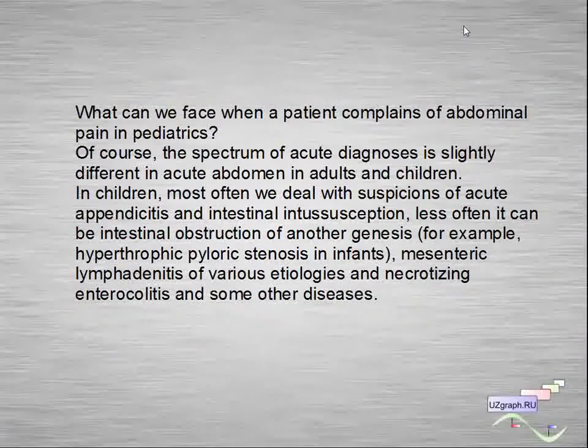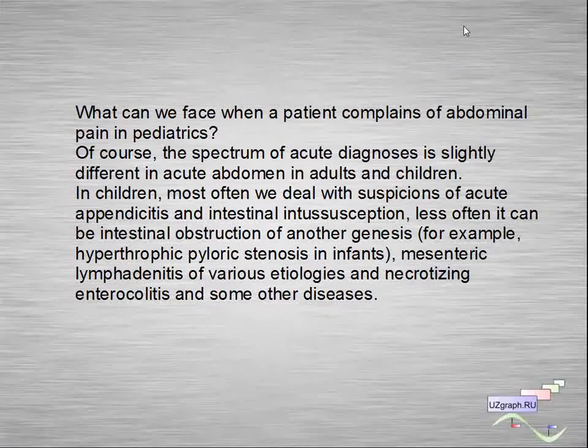What can we face when a patient complains of abdominal pain in pediatrics? Of course, the spectrum of acute diagnoses is slightly different in acute abdomen in adults and children. In children, most often we deal with suspicion of acute appendicitis and intestinal intussusception. Less often it can be intestinal obstruction of another genesis, for example, hypertrophic pyloric stenosis in infants, mesenteric lymphadenitis, and necrotic enterocolitis and some other diseases.